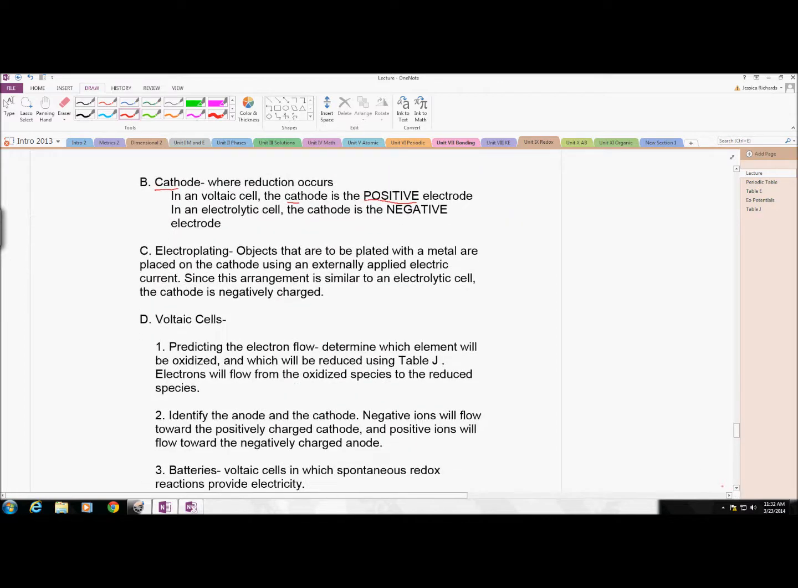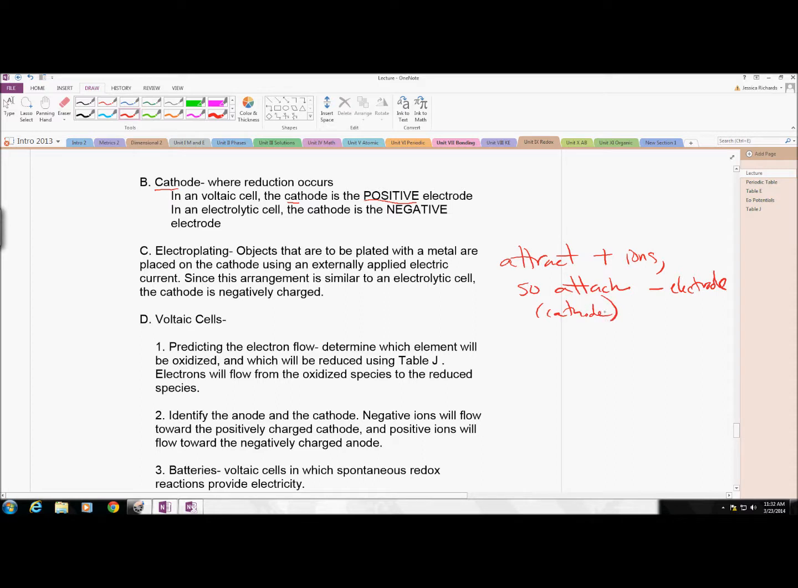Electroplating is a technique for using your electrolytic cell to coat a metal object with a thin coat of a metal, usually a more expensive metal. You want to attract positive metal ions, so you're going to attach it to the negative electrode. Since it's an electrolytic cell, that means it's the cathode.